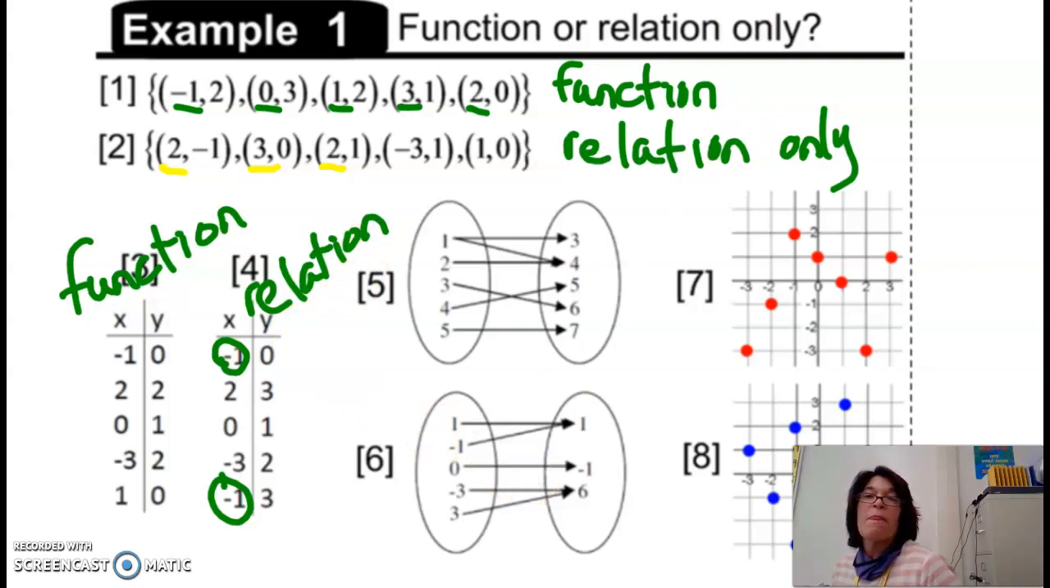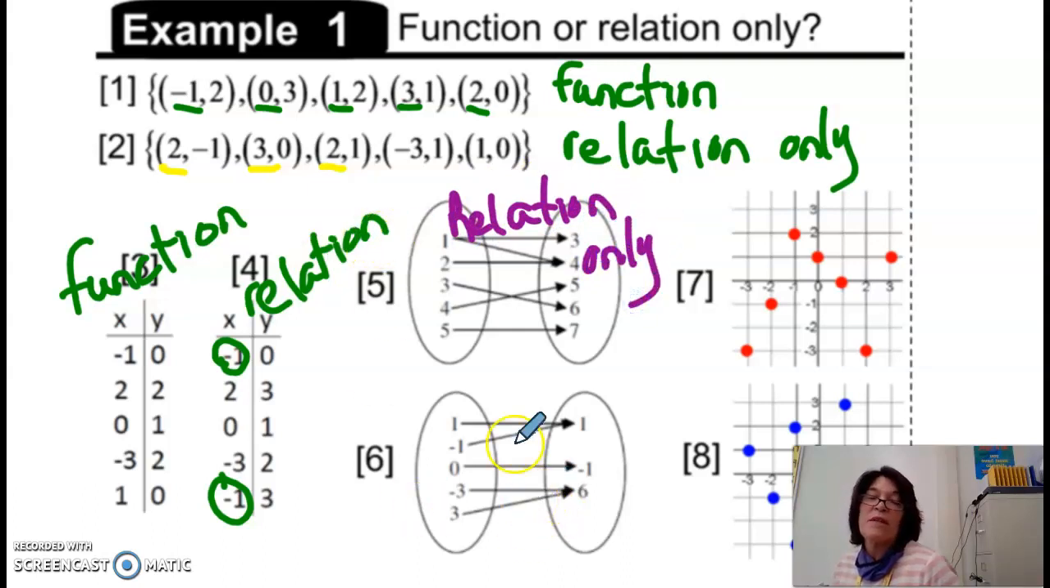Number 5, pairings. I love when it's as a mapping, because as soon as I see two arrows coming from the same x, I'm like, that's not going to work. So this, number 5, is a relation only. I don't have to keep writing the word only, but sometimes when you say it's a relation, it's like, is it also a function? But no, it's a relation only.